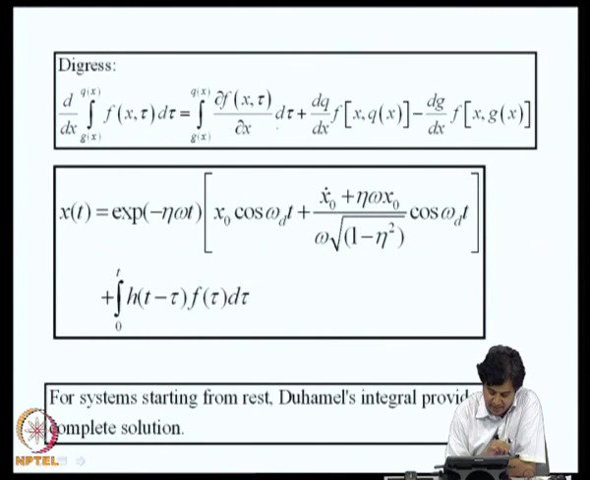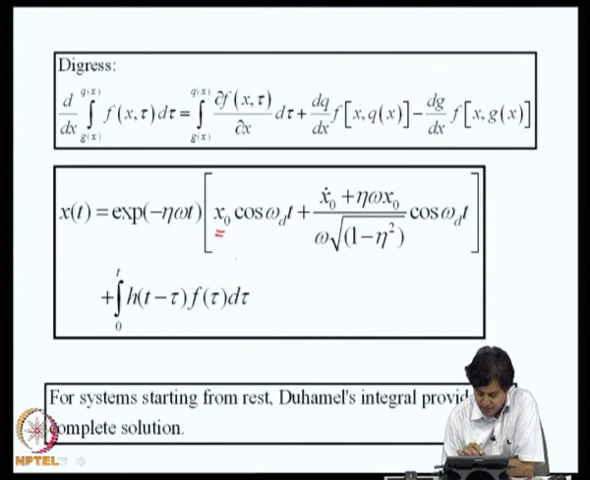Now, based on that I can evaluate the constants a and b, and if we do that we get this to be the solution. So, x naught, the initial condition, is here, x naught dot is here, and this is the response due to f of tau.